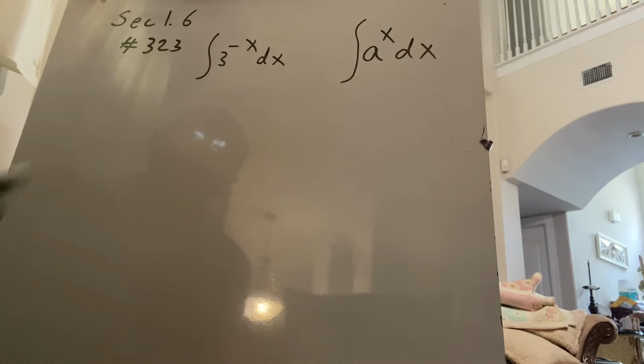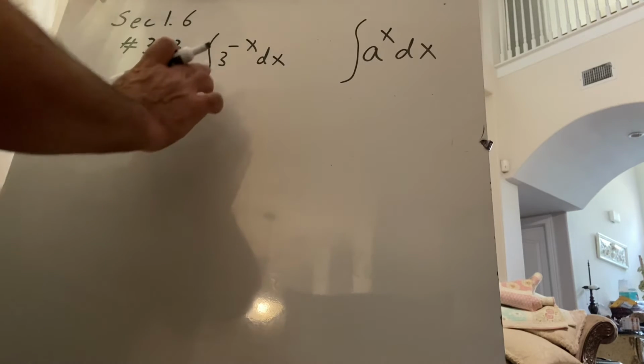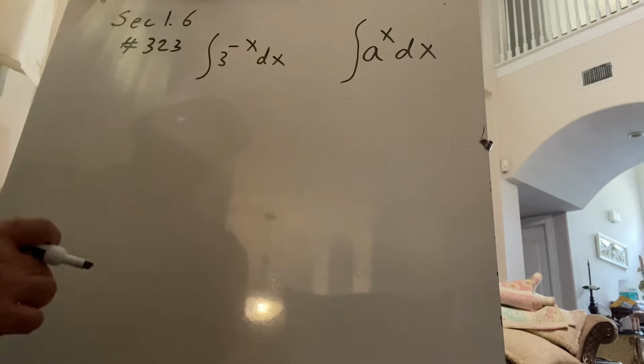Hi guys, there's another question from section 1.6, number 323. We're asked to use the substitution method to integrate. So we have the integral of 3 to the negative x dx.